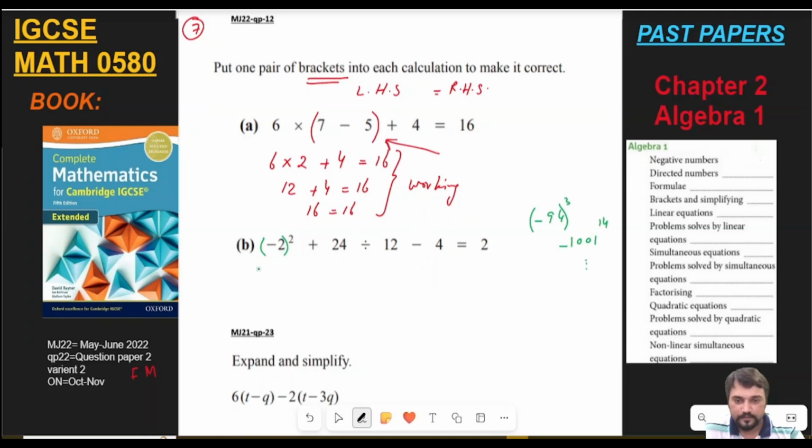Now I'm going to solve it for myself to see if it is correct or not. Minus 2 whole square, it will be plus 4, and plus 24 divided by 12, the answer will be 2. Minus 4 is equal to 2. As I can see, 2 is equal to 2. This bracket is correct.